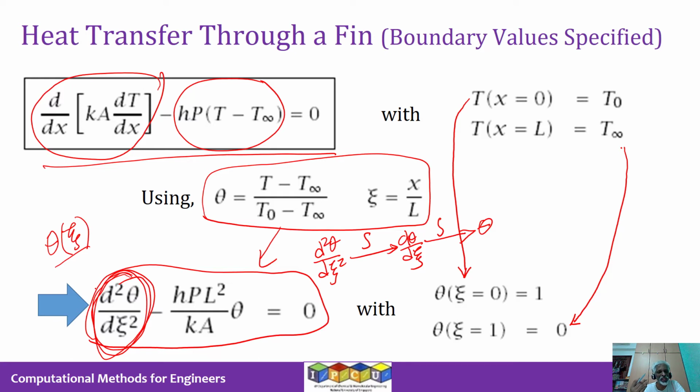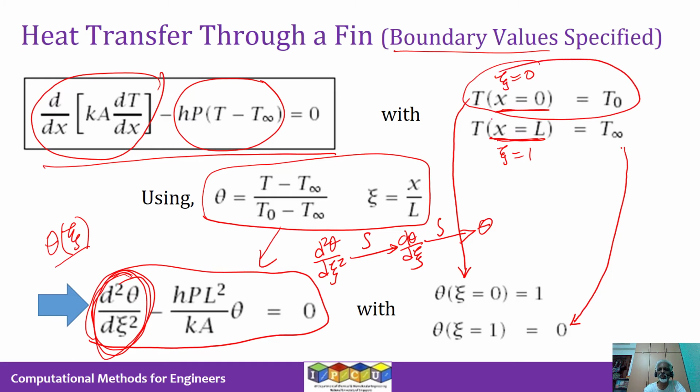So if you specify the conditions in one way, you get what is called the boundary value problem. That means if you specify one condition at x is equal to 0, which means that psi is equal to 0, and one condition at x is equal to L, that means that psi is equal to 1, then this is called a boundary value problem because you're specifying the temperature at the left boundary and the other condition at the right boundary.